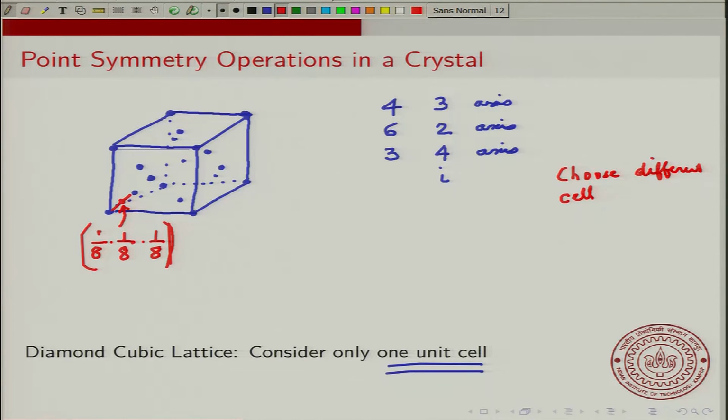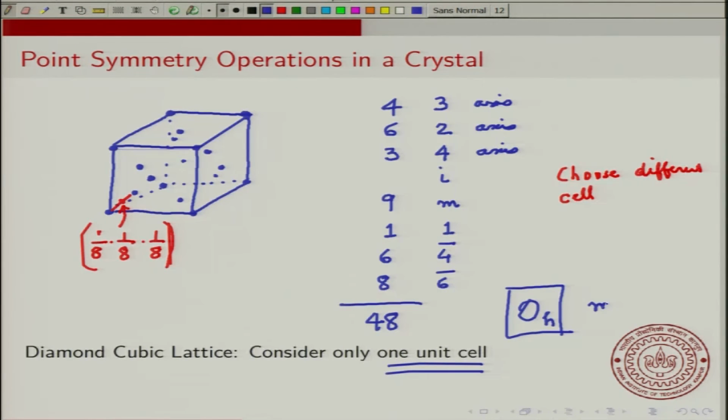And similarly, when you do that, you will also see that all the remaining symmetry elements are there, like you have the 9 mirrors, you have the 1 identity, you have the 6 4-bar, and you have the 8 6-bar. All these are there. So, you get 48, and this is also octahedral, m3m.